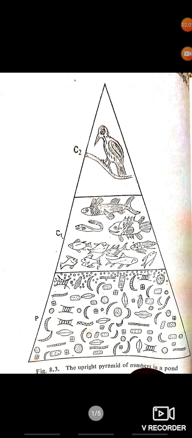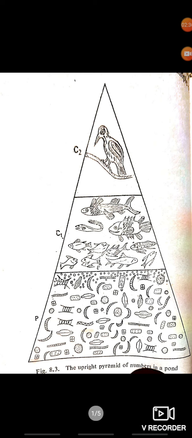As you can see in this diagram, at the base there is the number of diatoms, the green algae phytoplanktons. It is high, and that is why the base is broad. Above it are the herbivores, represented by fish, followed by the top carnivores like the heron or stork. As the number of individuals goes on decreasing in the successive trophic levels, the result is an upright triangular pyramid.